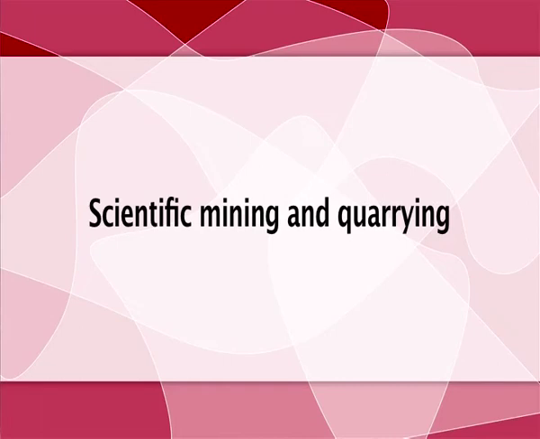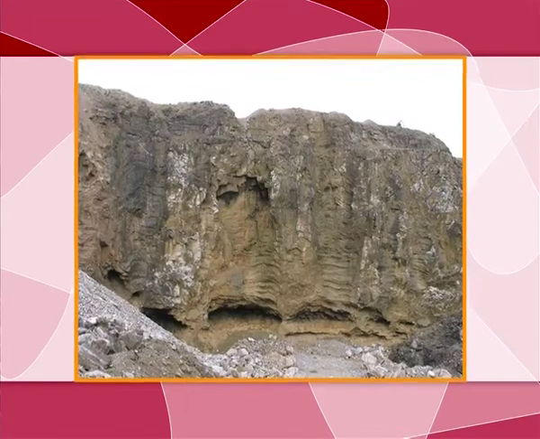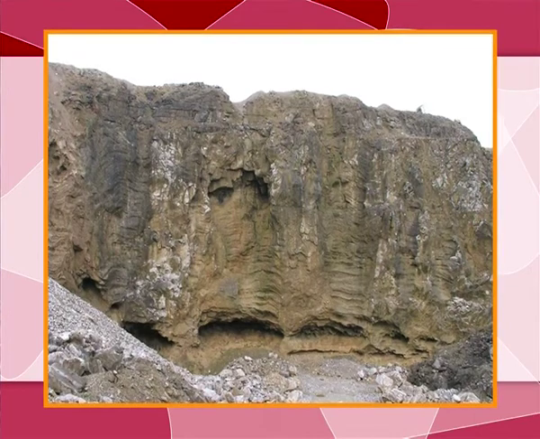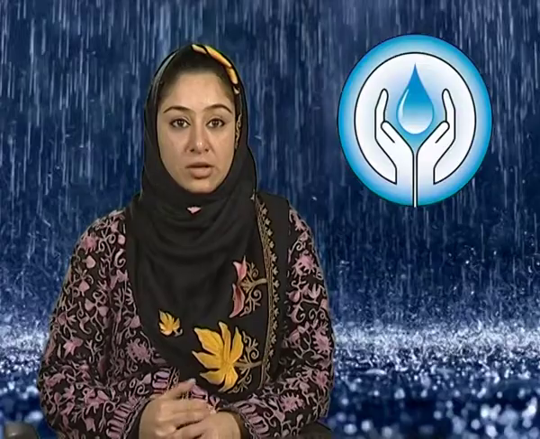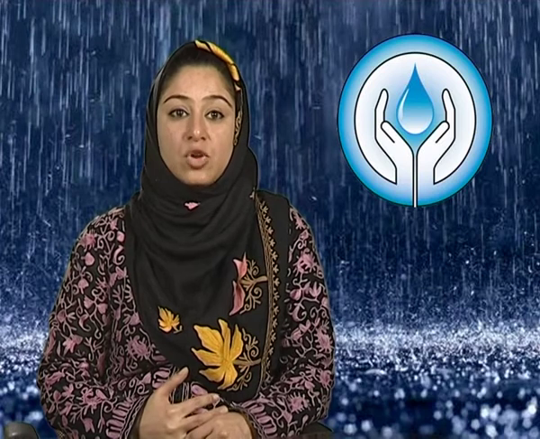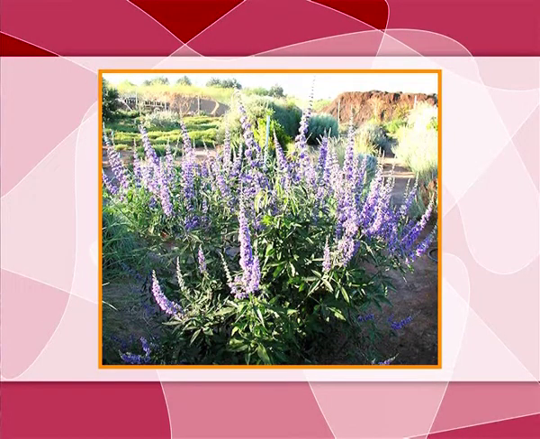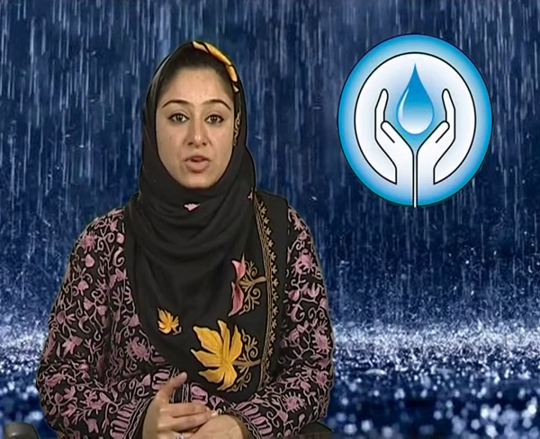Scientific mining and quarrying. Due to improper mining, the hills lose stability and get disturbed, resulting in landslides, rapid erosion, etc. Contour trenching at intervals of 1 meter on overburden dump, planting some soil binding plants like Ipomoea and Vitex, and draining of water courses in the mined area are recommended for minimizing the destructive effects of mining in watershed areas.